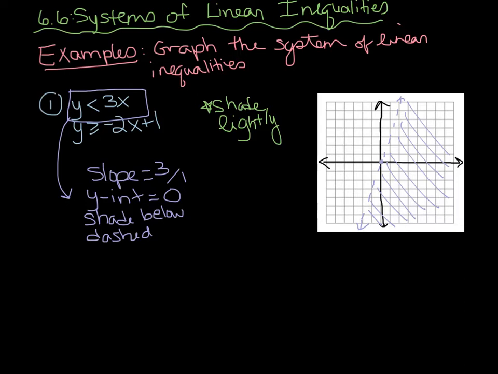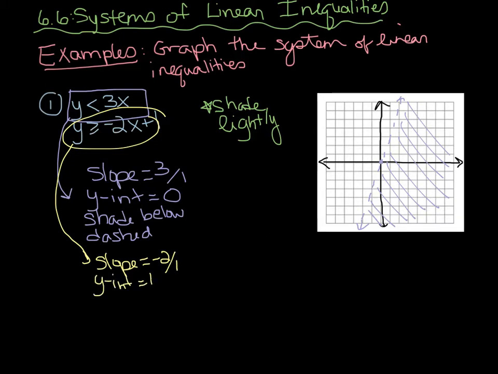So then I'm going to do the same thing with my other inequality. The y is greater than negative 2x plus 1. That one has a slope of negative 2. I'm going to write that over 1. The y-intercept is at 1. The line is going to be solid, and we're going to shade above.